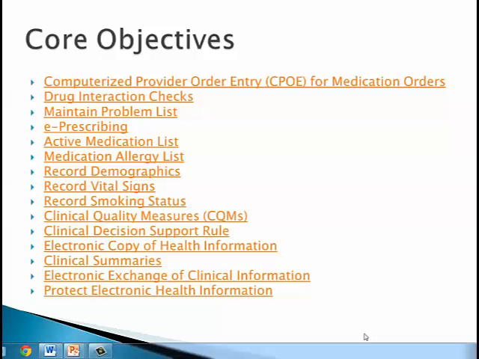So for the core objectives, the first one is CPOE. That's computerized provider order entry for medication orders, meaning that when a physician orders a medication, he does so on his computer, and it's electronic and it's documented. The second one is drug interaction checks. Usually most of the EMRs do this in the background, but there's a drug-to-drug interaction check. Again, patient safety. The third one is to maintain a problem list.